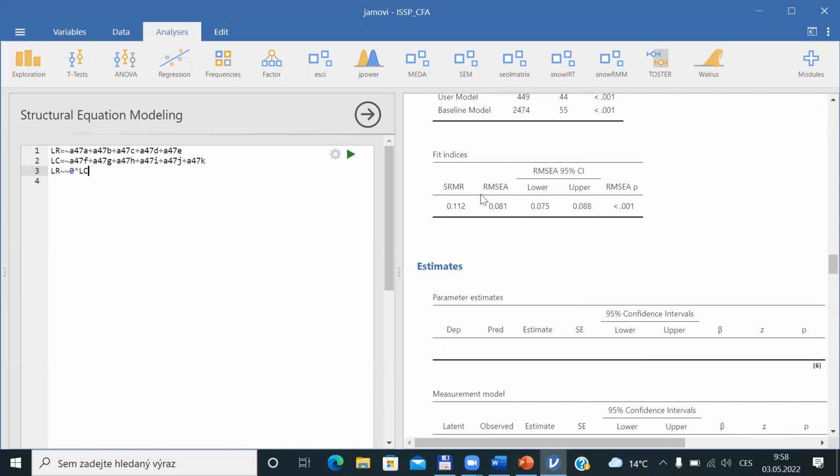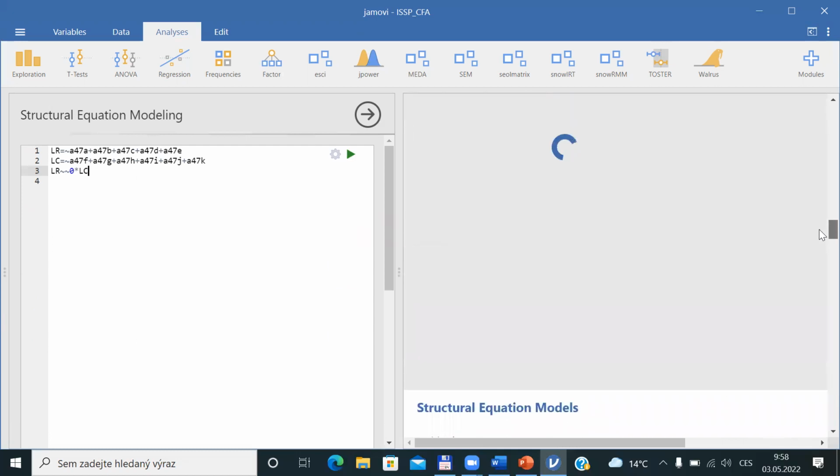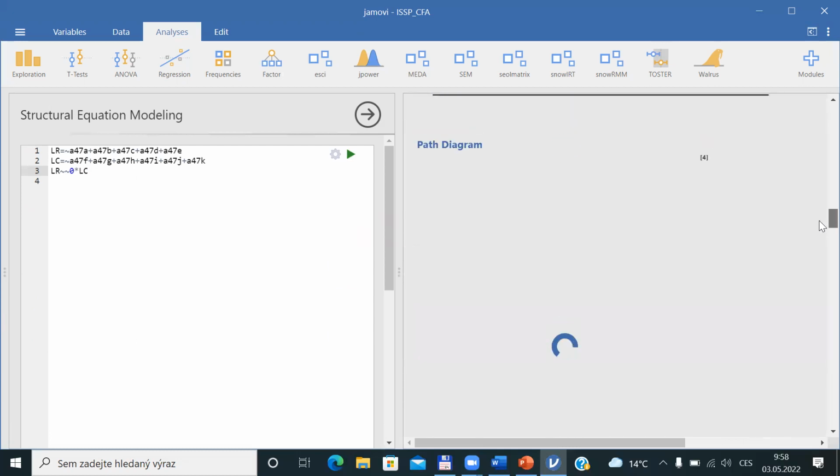So only RMSEA is good enough, but SRMR is approximately 2 times higher than it should be for a quality model. So it seems that according to all of these criteria, and we will not go into other details, my model is not very good, and at least in comparison with the previous model, it is much worse. So my jamovi is still computing results.